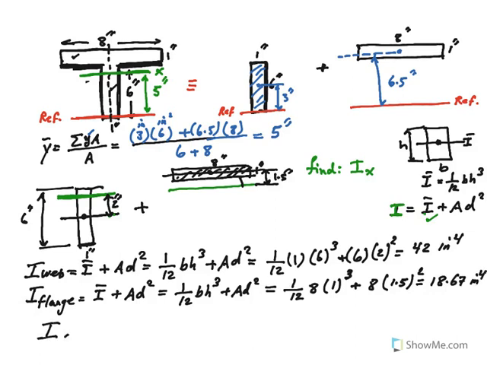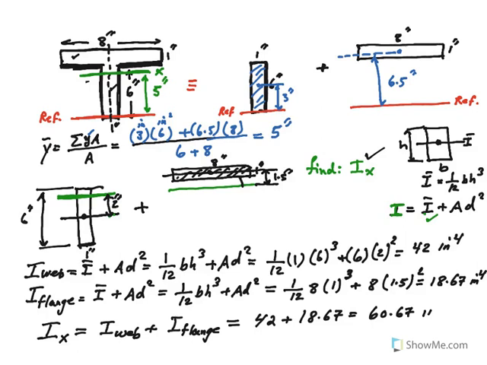So now we say I with respect to the green axis, I sub x, is equal to I of the web plus I of the flange. So that would be 42 inches to the power 4 plus 18.67 inches to the power 4. That becomes 60.67 inches to the power 4. So you see how, guys, we use the parallel axis theorem to be able to find the moment of inertia with respect to the centroidal axis. Of course, we had to go and locate the centroid first, the 5 inches.